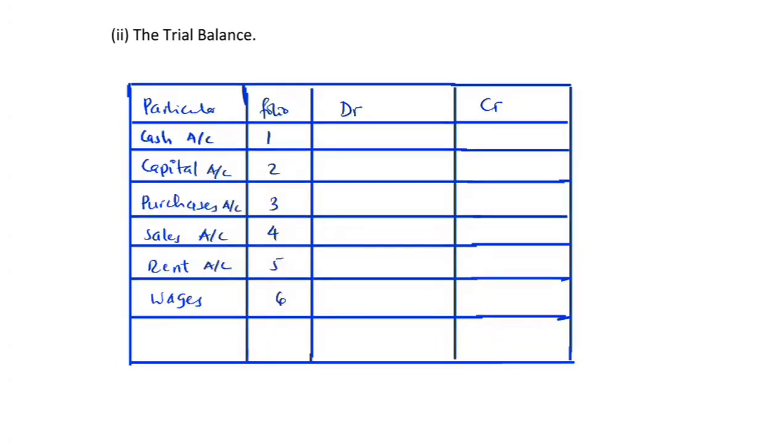Okay, so we have a cash account balance of 1,180,000. We have capital account balance of 2 million. We have purchases account balance of 2 million. Sales account balance is 1,620,000. We have rent account balance of 220,000. And the last one, we have wages account. The balance is 220,000.